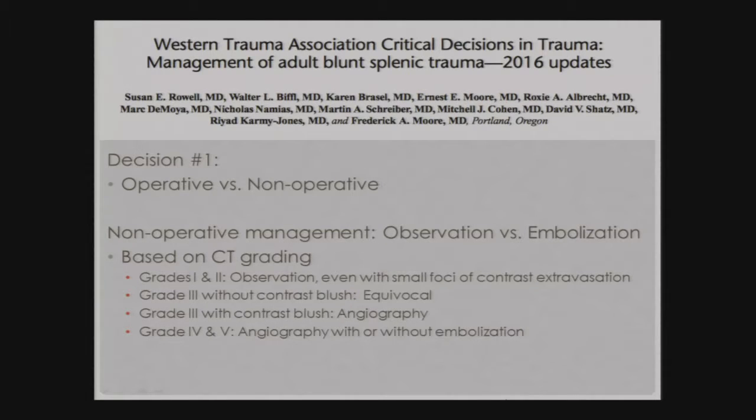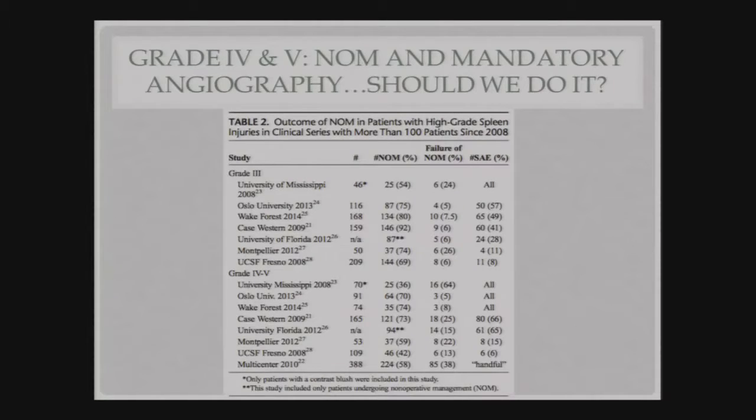So they broke down, looking at the Form 5, this was probably 6 pages worth of the paper summarized into this table. But you see grade 3 splenic injuries here, and then grade 4 listed here. And you see the percent that underwent non-operative management for each category, the failure of that non-operative management, and then the percent of those who underwent non-operative management, those who underwent splenic artery embolization.